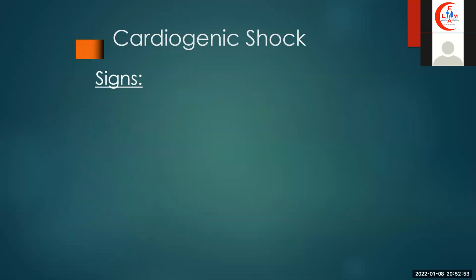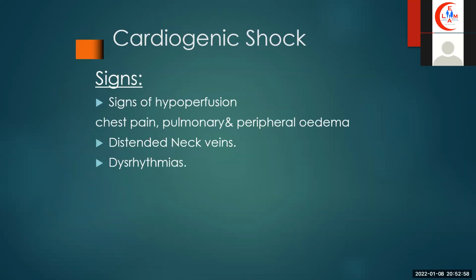So what are the symptoms and signs of cardiogenic shock? The signs of hypoperfusion: the patient comes with chest pain, comes with shortness of breath. When you listen to the chest, there will be crepitations, basal crepitations, and peripheral lower limb edema. There might be distended neck veins, and when you do an ECG, there will be either signs of ischemic changes or any kind of arrhythmias.